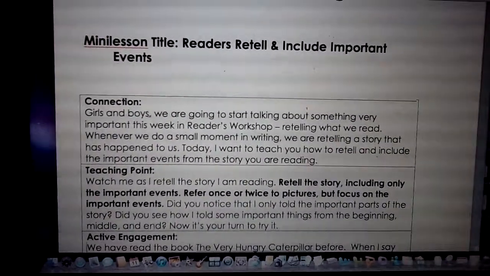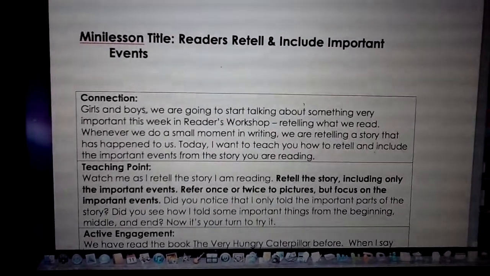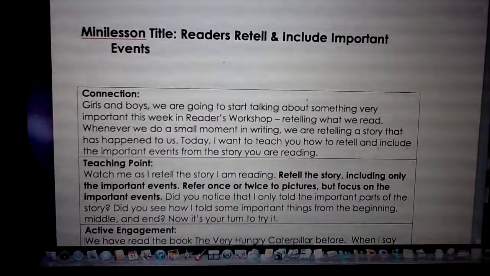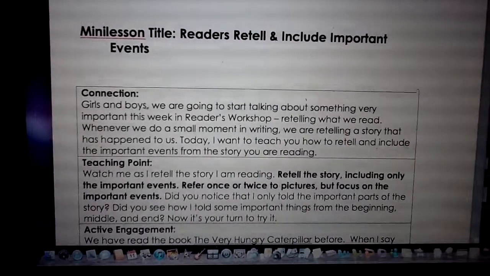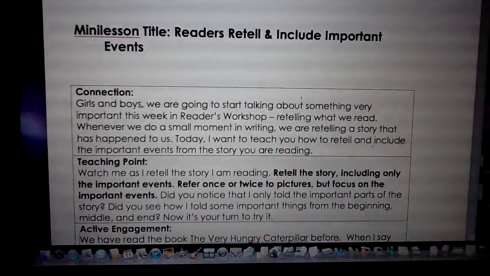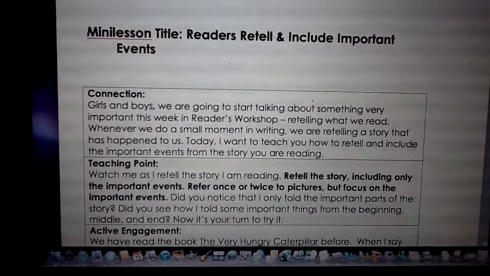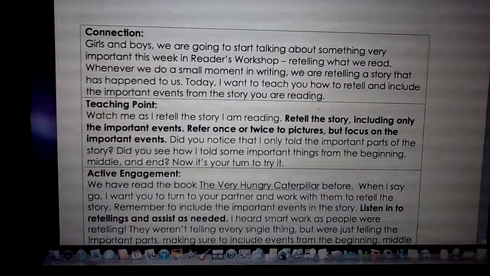So I'd begin with saying, girls and boys, we're going to start talking about something very important this week in Reader's Workshop, retelling what we read. Whenever we do a small moment in writing, we are retelling a story that has happened to us. Today, I want to teach you how to retell and include the important events from the story you are reading. Then I'll be moving on to my teaching point.